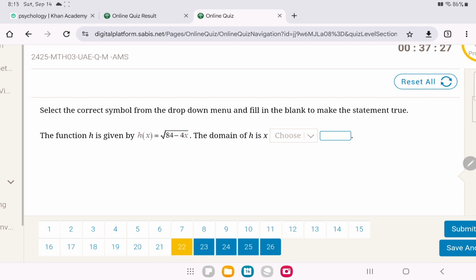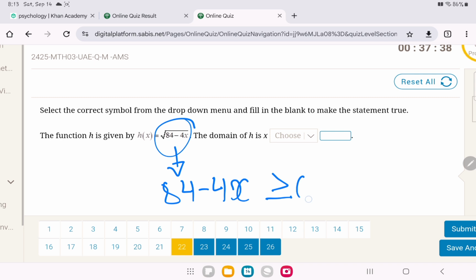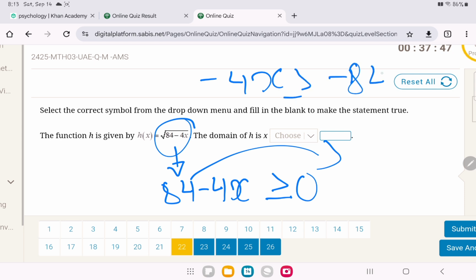Question number 22. They need the domain of H, and this is H. So we have a radical. We said in a radical that the expression under it has to be greater than or equal to 0. So if we move 84 to the other side, we're gonna have minus 4x is greater than or equal to minus 84. And whenever we are playing with the minus, it will change this sign.